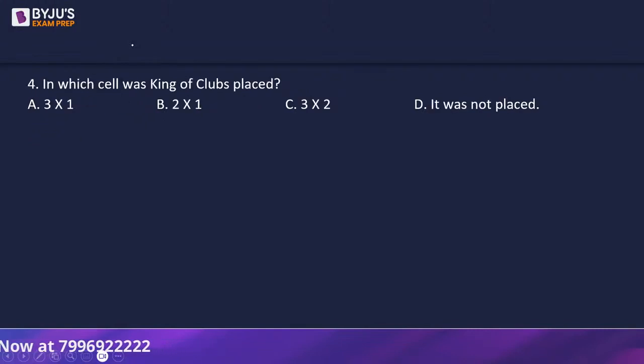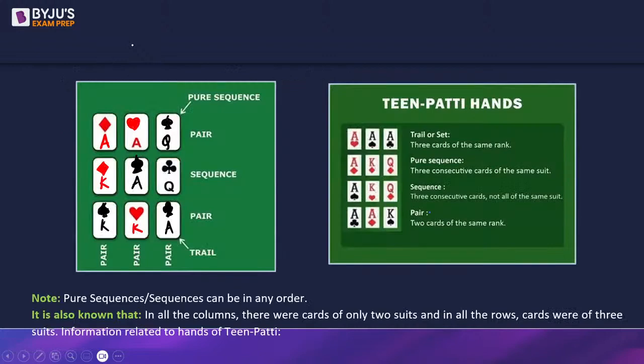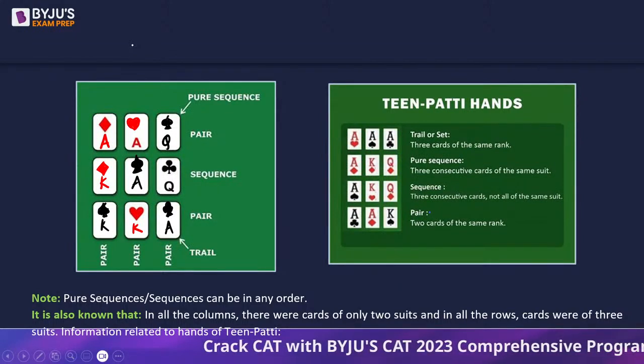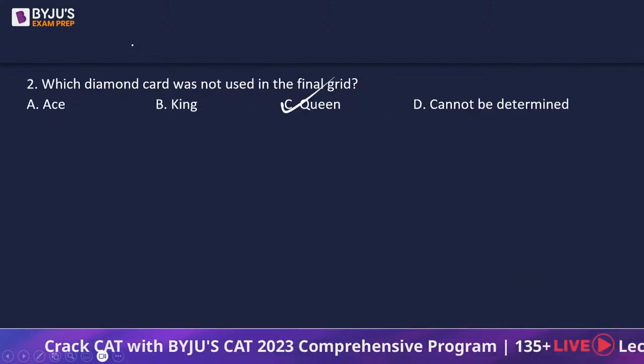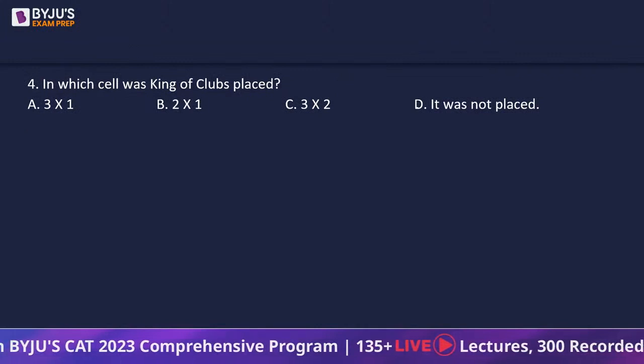Next, in which cell was king of clubs placed? If you remember, there were three cards of king that were used: king of spade, king of hearts and king of diamonds. At the bottom corner, in the L shape, king of spades was used, king of hearts, king of diamonds. King of clubs was not used at all, right? So the question is, where was king of clubs placed? It was not placed.